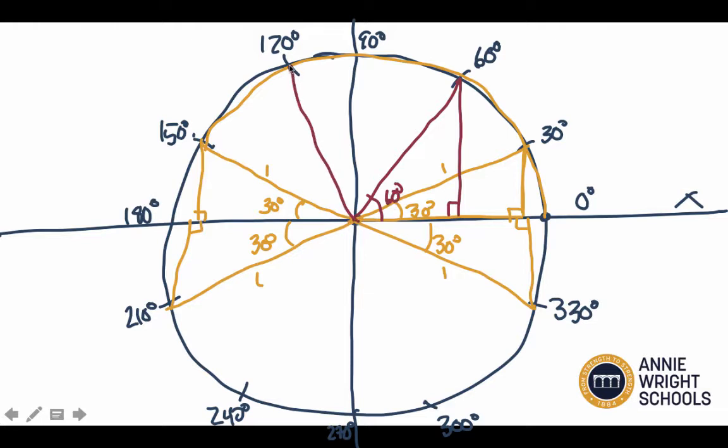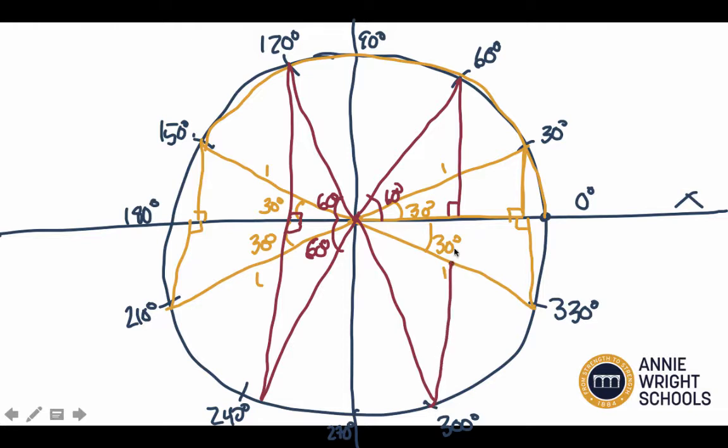Look at 120. Notice that the angle with the x-axis would be 60 degrees. Look at the same with 240, not drawn to scale. This right here would be 60 degrees. And then the last one, 300. Notice that this angle right here would be 60 degrees.